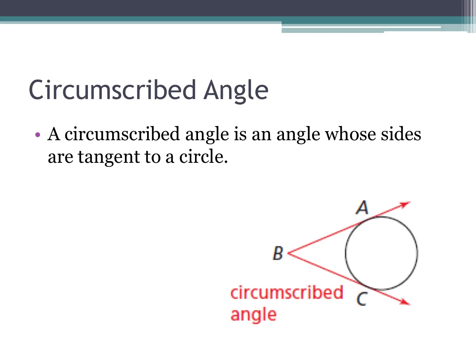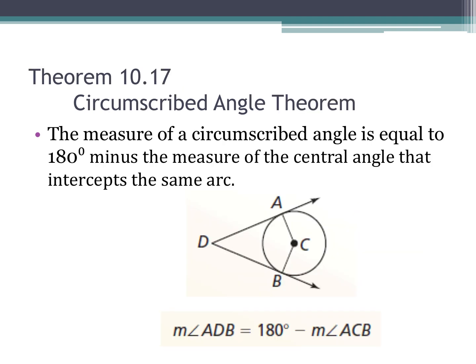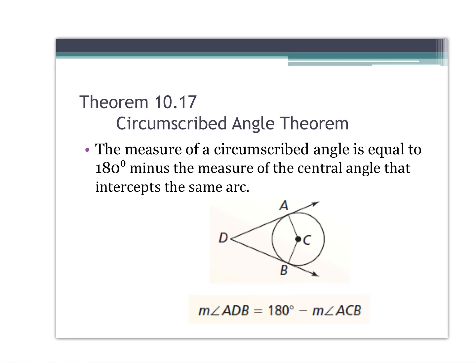A circumscribed angle is an angle whose sides are tangent to a circle. Again, it means basically that the angle is outside of the circle. And when you have a circumscribed angle, there is a theorem that works. If you don't remember it, it's okay because you can solve it in a different way. However, it is a shortcut.